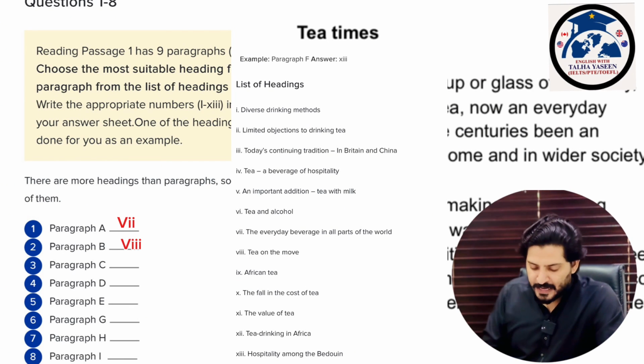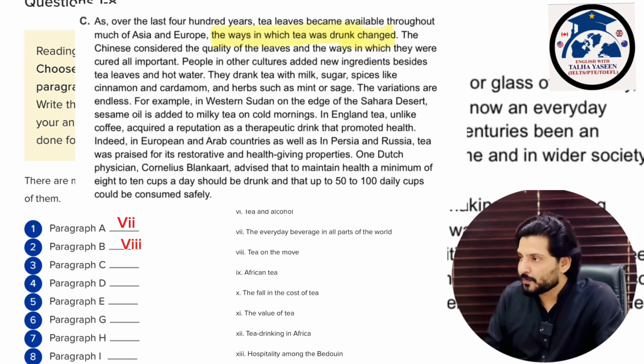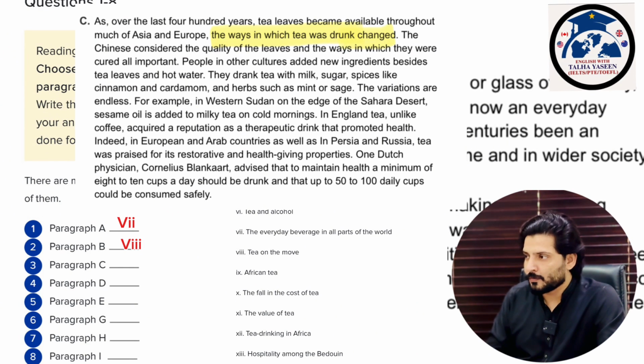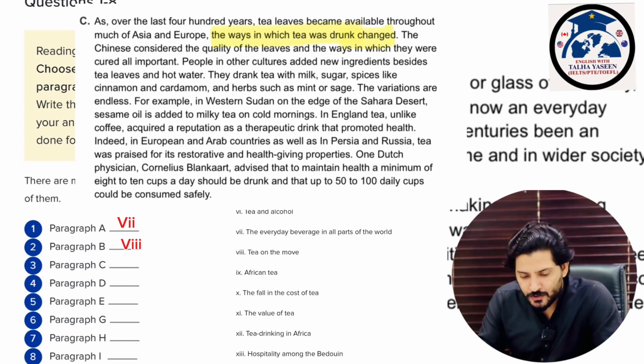Let's read passage 3. No, it's 13. Let's read the instructions. Questions 1 to 8. Choose the most suitable heading. One of the headings has been done for you as an example. There are more headings than paragraphs, so you will not use all of them.